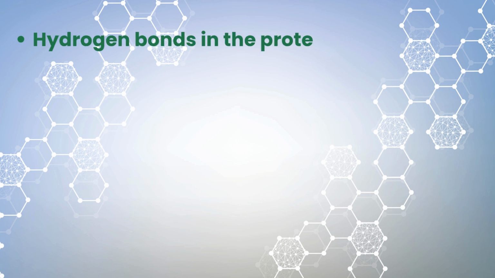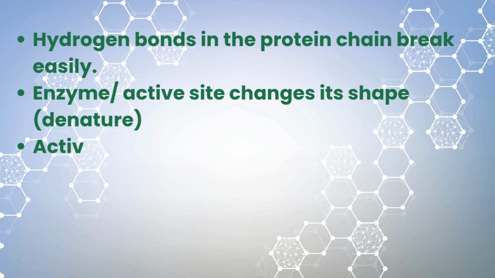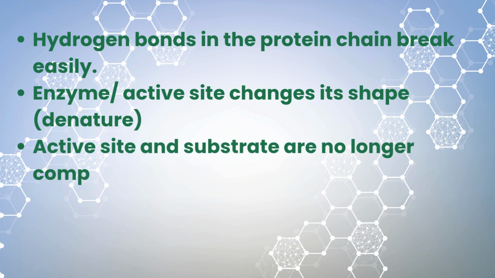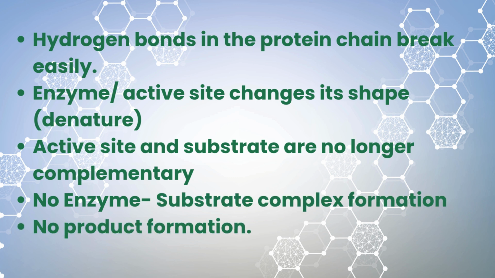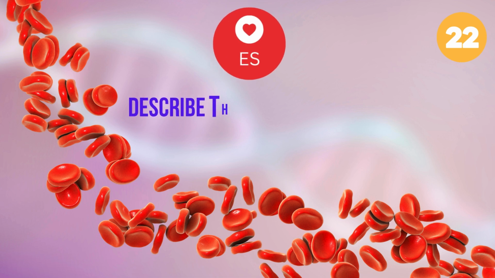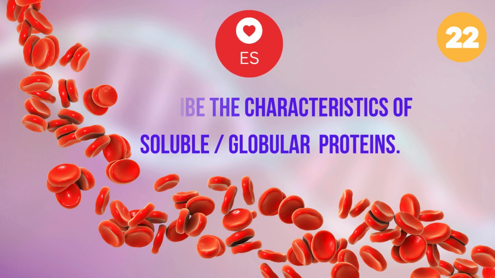Hydrogen bonds in the protein chain break easily. Enzyme denatures. Active site and substrate are no longer complementary. No enzyme-substrate complex formation. No product formation. Describe the characteristics of soluble, globular proteins.